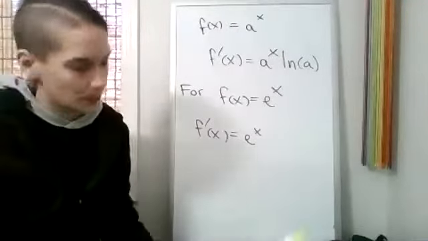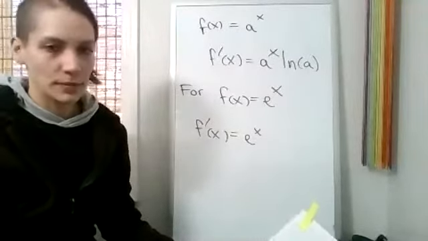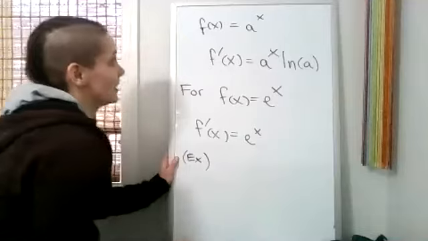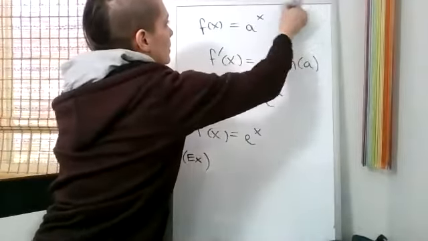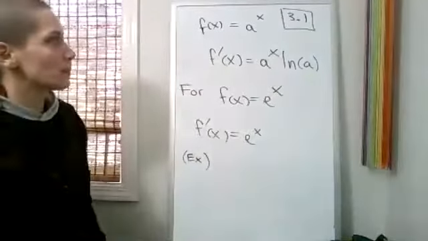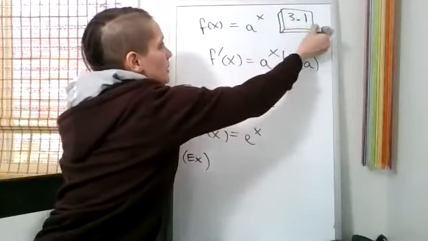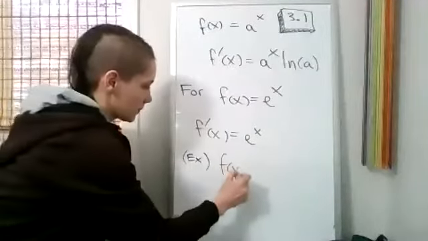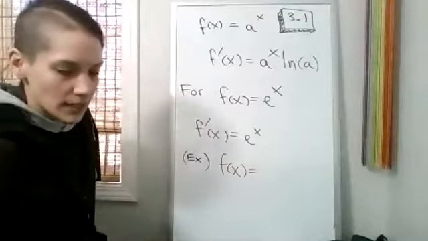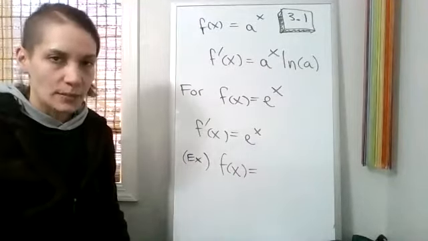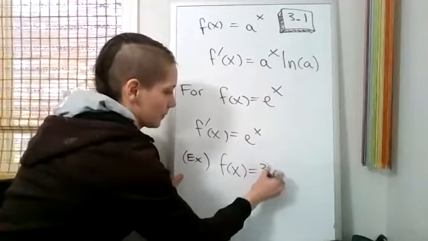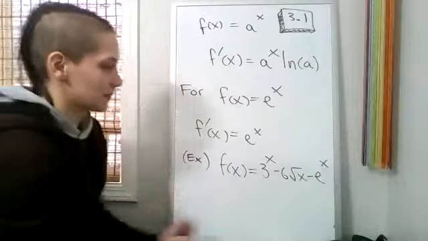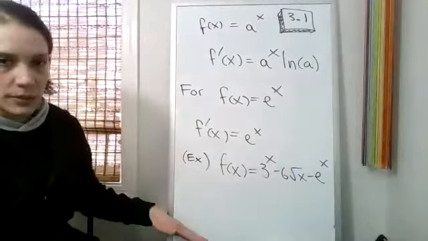What we're doing today is just an example. Okay. So this is all 3.1. We've got 3 to the x minus 6 root x minus e to the x. And then we'll take the derivative of f.